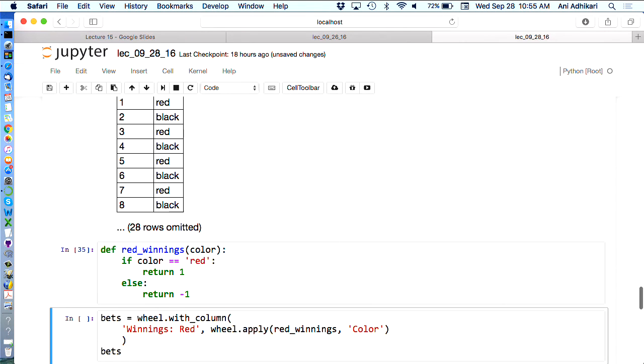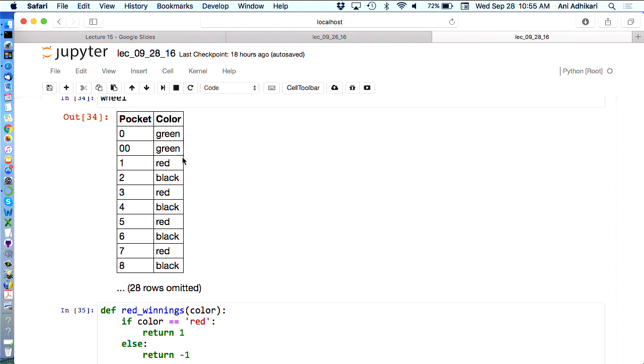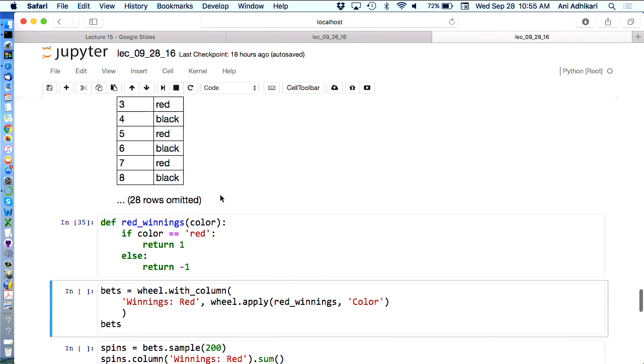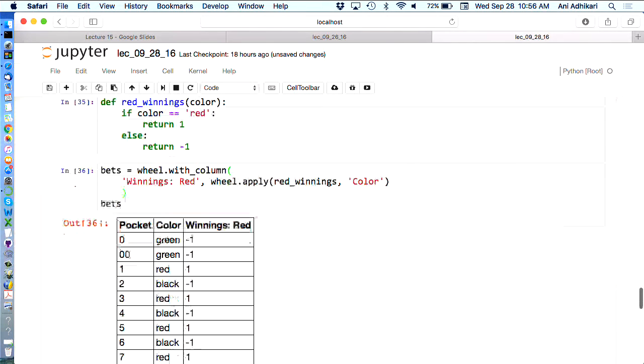Okay, so we define this function. And now what I'm going to do is apply the function to this column right here, and just see what I would win for each of these different pockets. Nothing is random yet. So we create a new table called wheel, which has another column, and that's applying our new function to the color column, and bets looks like this.